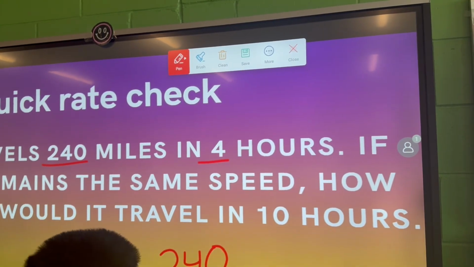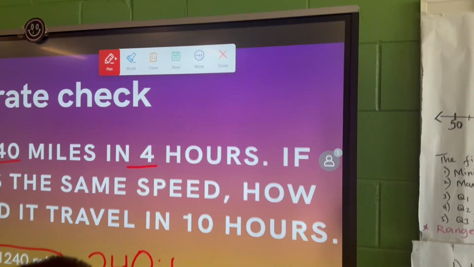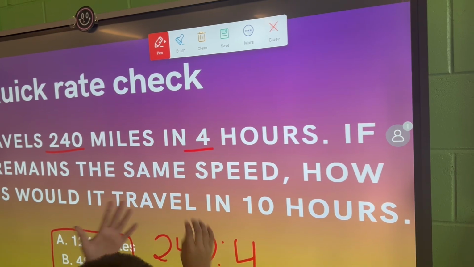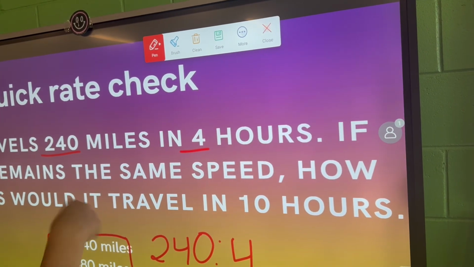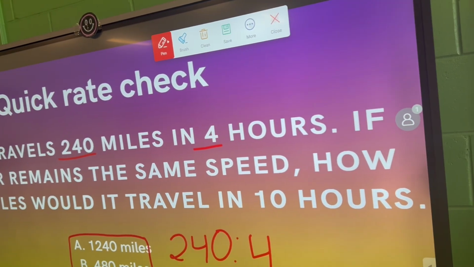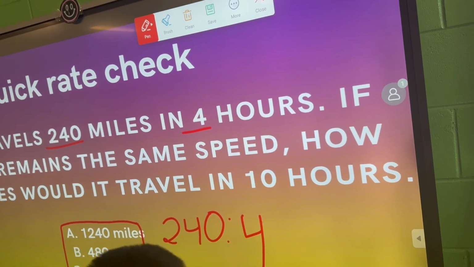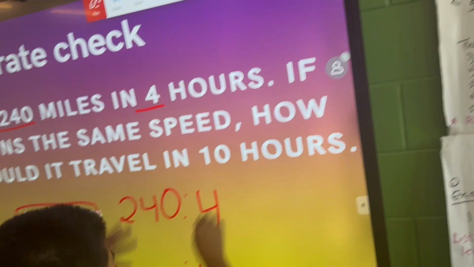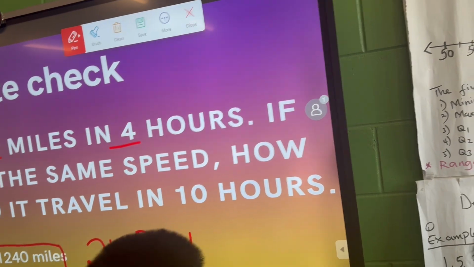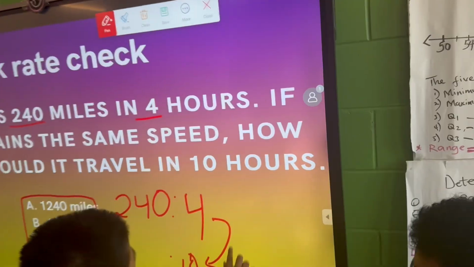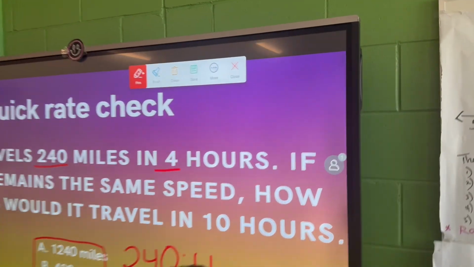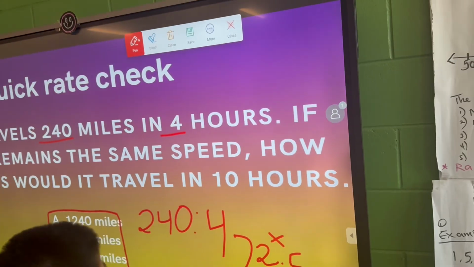We got 240. And we got 4. You know what? All right. Now we gotta find colon 10. Do we see a connection here? You might not, but that's times 2.5 times 2.5.